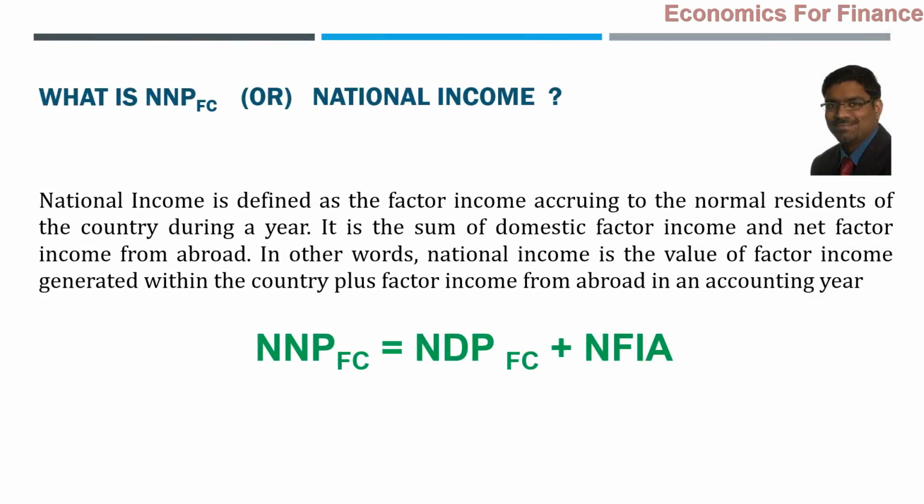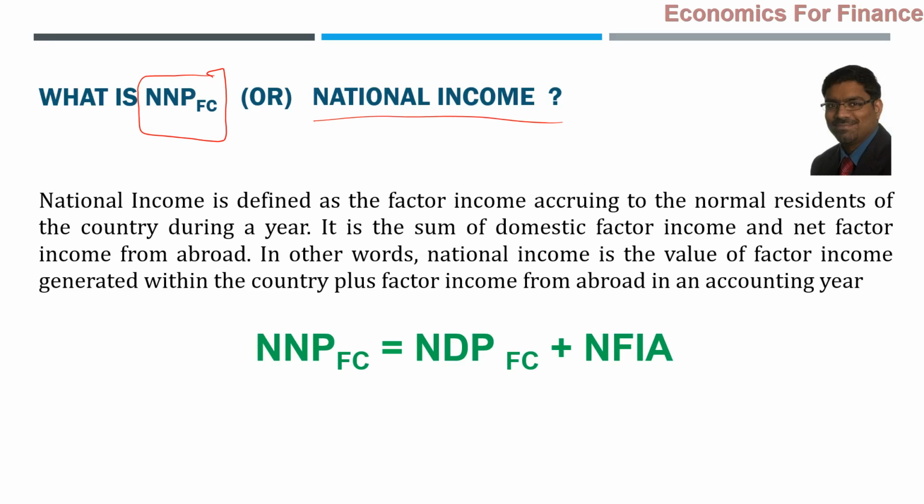Now, the real final thing has come. This is where we started and this is where computations will end. National income we call it. What is national income? The national income ultimately is this. That is the net national product at factor cost. Net national product at factor cost is called national income.